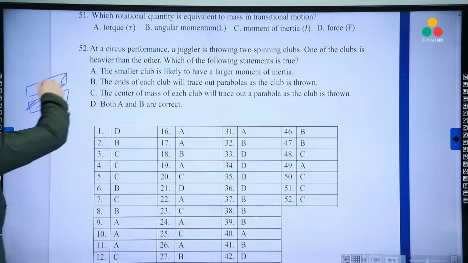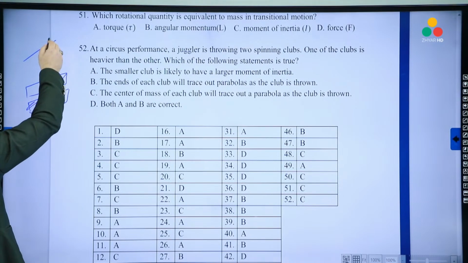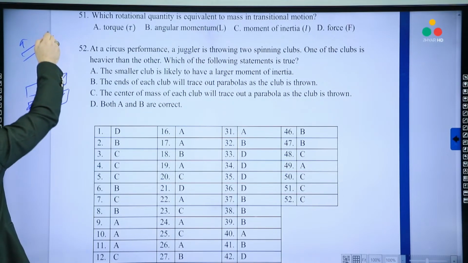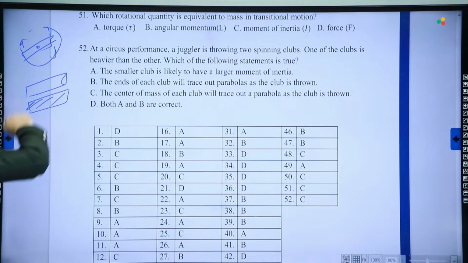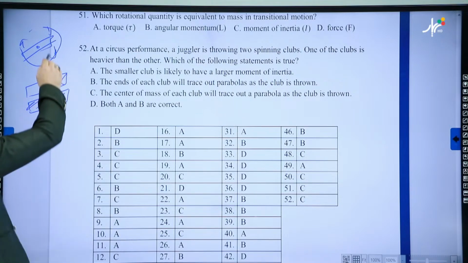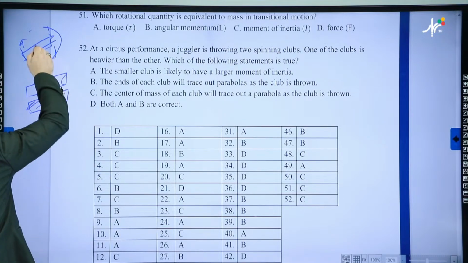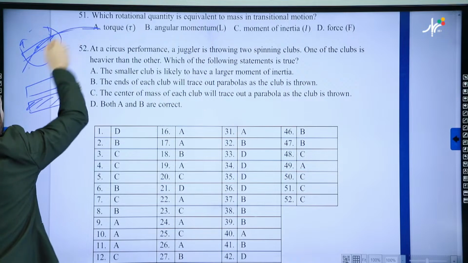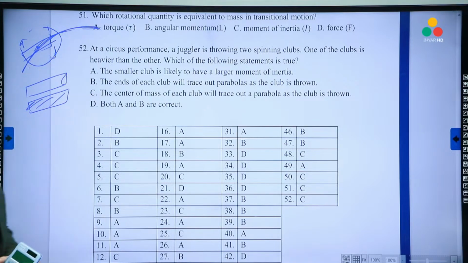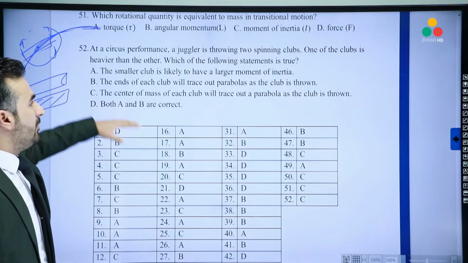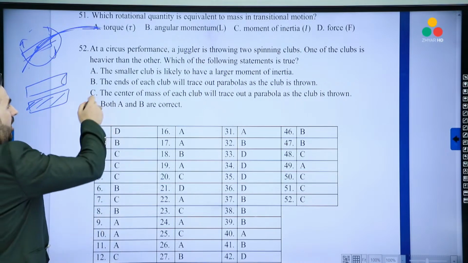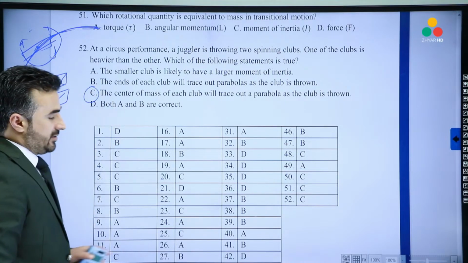But as it is spinning in the air, what will happen? We know that the 2 ends of the club would rotate about the center of mass of the club. But one thing for sure is that the center of mass of the club will always trace a parabola. It always behaves like a point mass moving on a parabolic path, and this is why option C would be the correct answer.